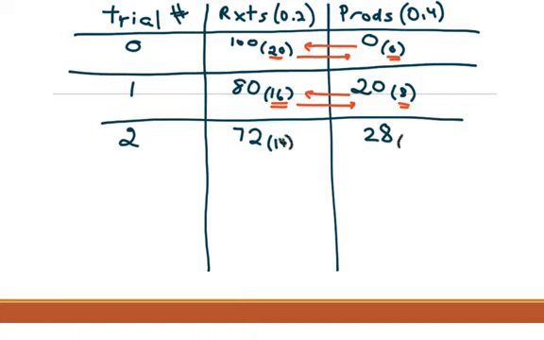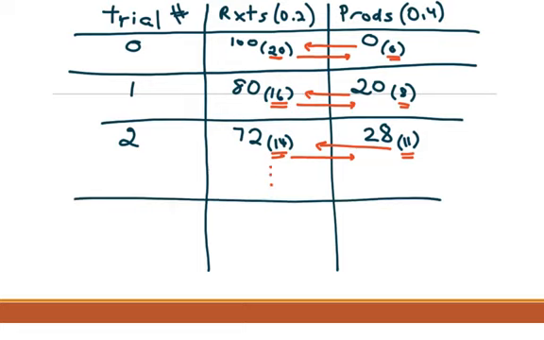28 times 0.4 is going to give us 11. And once again, we're going to count out these number of particles from the left and pass them to the right. This number from the right, pass them to the left. You're going to continue this down until you think you have reached equilibrium for me. So keep going until you think you've reached equilibrium, and then we will chat.